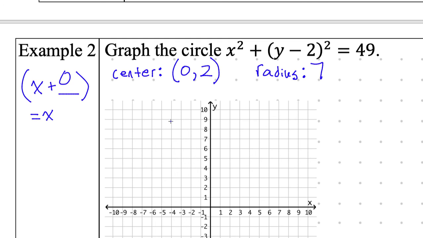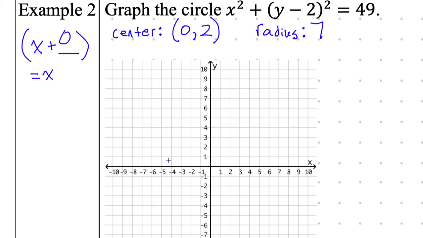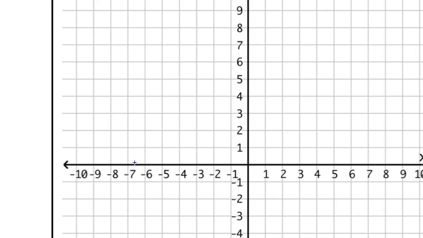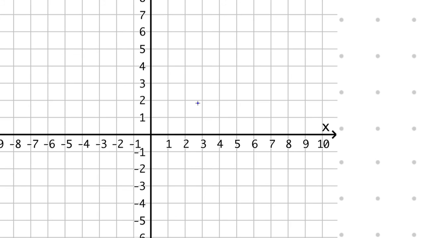Okay. Let's graph 0, 2. Everyone graph it right now. Graph 0, comma 2. Graph 0, comma 2, everyone. I'm going to graph 2 points. One of them is wrong. Which one of these is 0, comma 2? Is it 1 or 2? 0, comma 2.